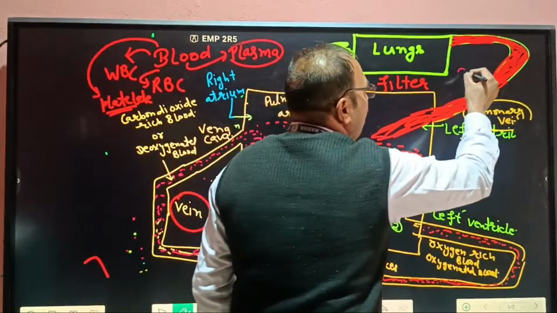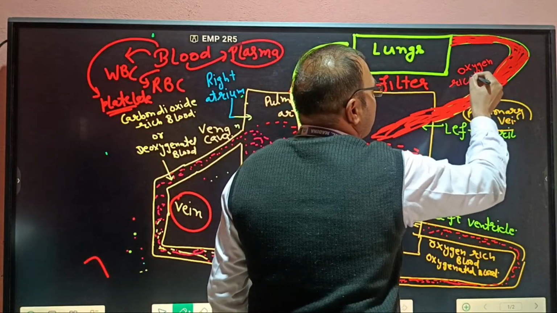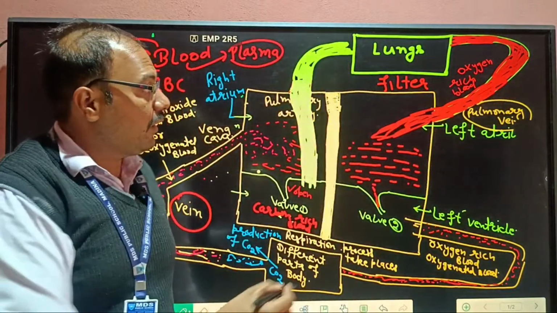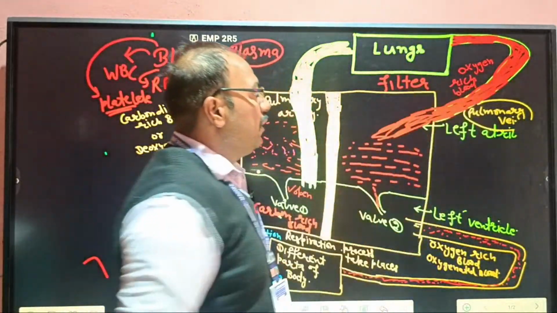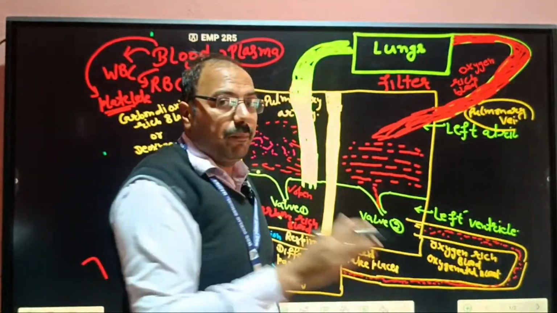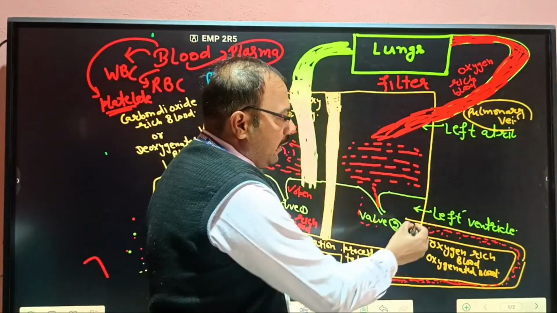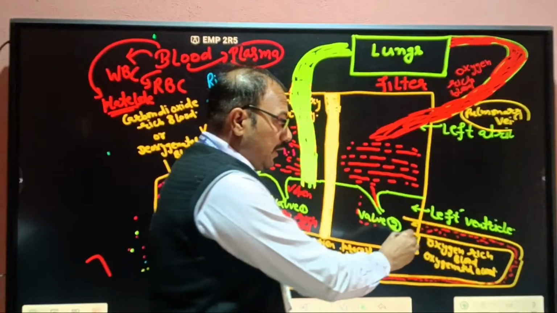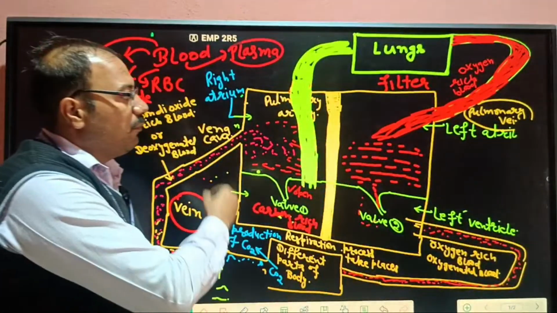This oxygen rich blood comes into the left atrium through the pulmonary veins, and due to the pressure this valve opens and the blood comes here, and again this blood is supplied to the different parts of the body. So oxygen rich blood is supplied by the artery. Okay, so this is the complete process.